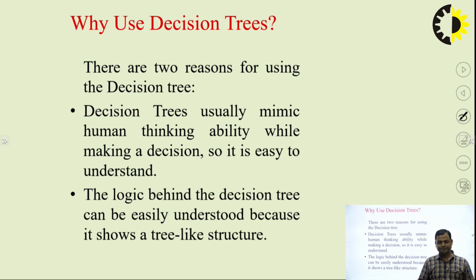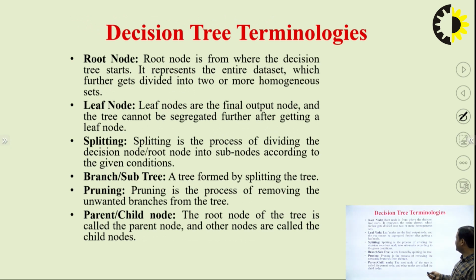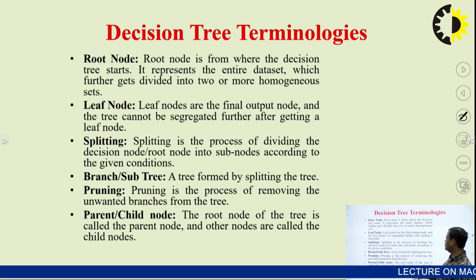So let's see what the different terminologies of the decision tree are. This particular decision tree has the root node, where the decision is to be carried out, also called the decision node. That is the decision root node.